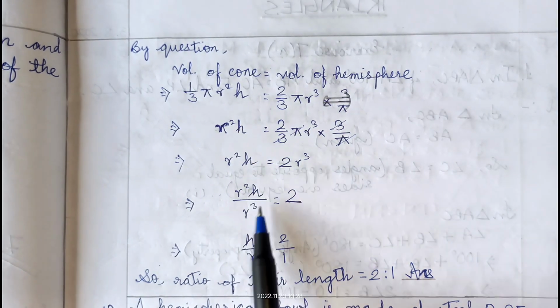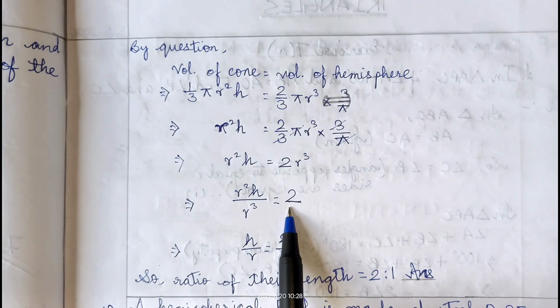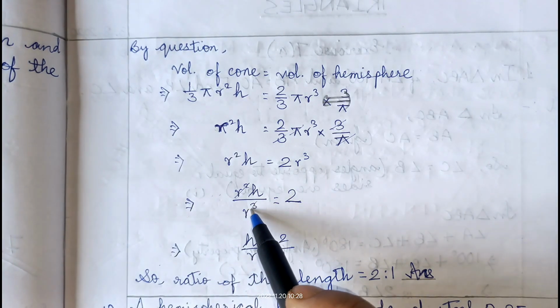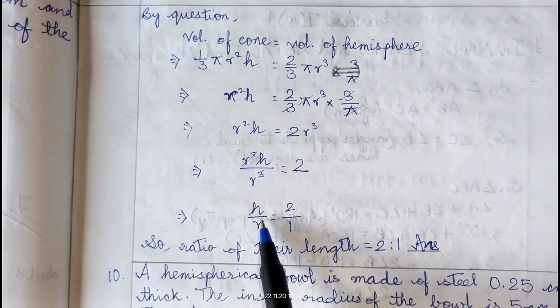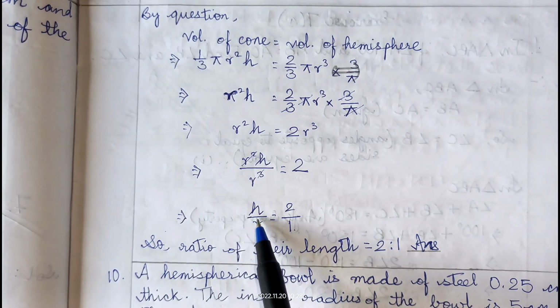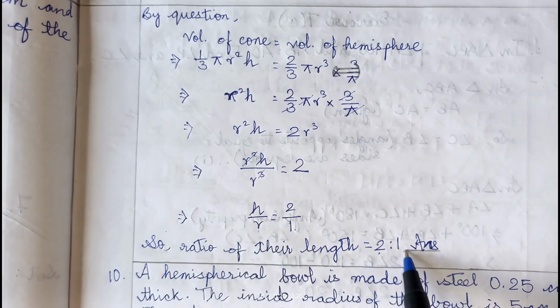So r square h by r cube is 2. If I cancel this r square and r cube, we are left with h by r equals 2 by 1. Therefore, ratio of the height of the cone to the height of the hemisphere is 2:1.